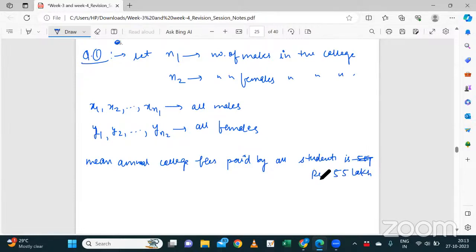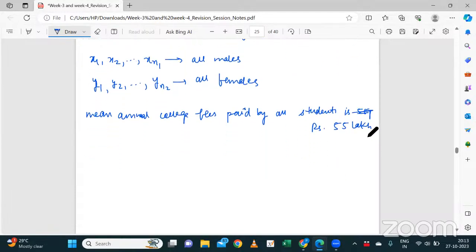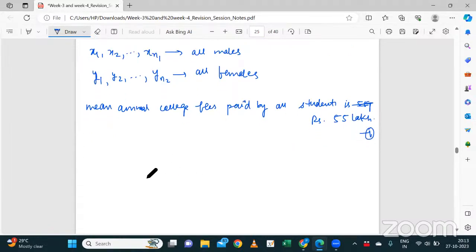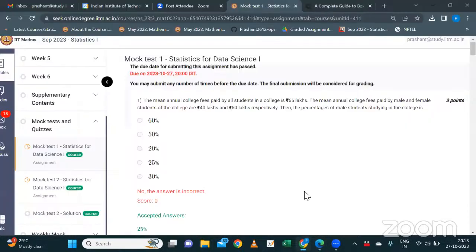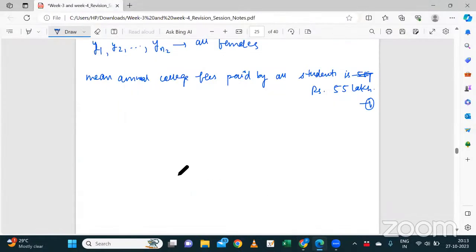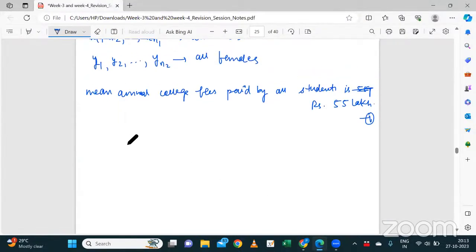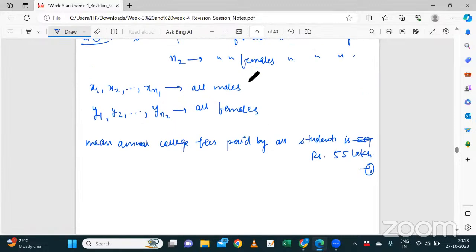Okay. Before going to that part, I will come to it later. Just tell me what is the mean for male? Mean for male is 40 and mean for female is 60. It has been given that the mean annual college fees for male is 40 lakh, right? That means the summation of xi, i from 1 to N1, divided by N1 is nothing but 40.